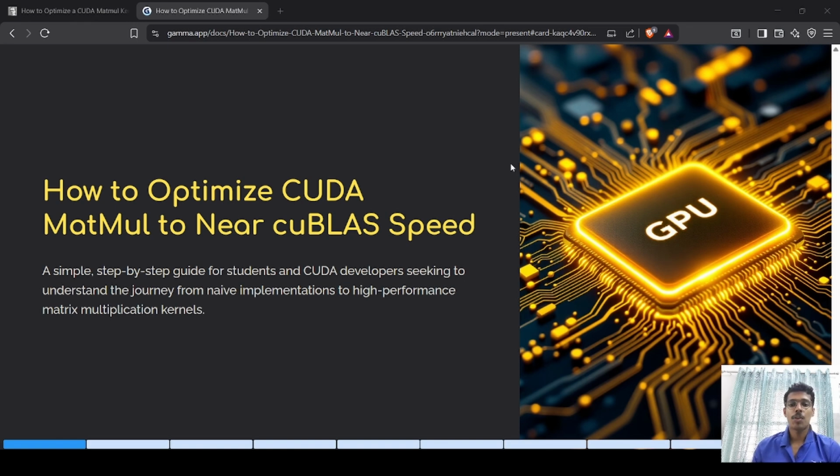Today we are diving into one of the best GPU performance blogs ever written: how to make a simple CUDA matrix multiplication kernel and optimize it all the way to almost cuBLAS level of speed. Don't worry, I'm going to explain everything in simple language. Even if you are a beginner or somebody really new to CUDA, this video is going to make you think like a GPU engineer. This entire walkthrough is inspired by Simon Boehm's CUDA matrix multiplication work, and trust me, it's pure gold.